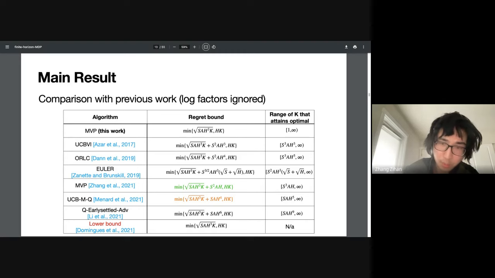There is an S factor gap to the optimal second order term. And another work, UCBMQ, has achieved a second order term of SEH^2. So this algorithm is, at a high level, more like the model-free algorithms. It first computes some V and then computes the empirical transition hat P to make the two random variables independent.